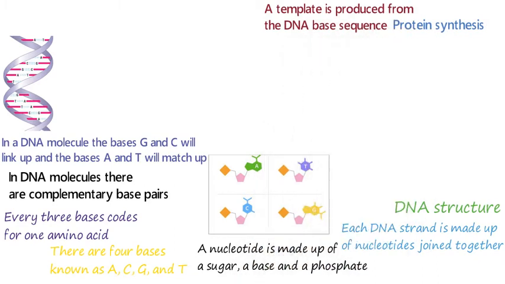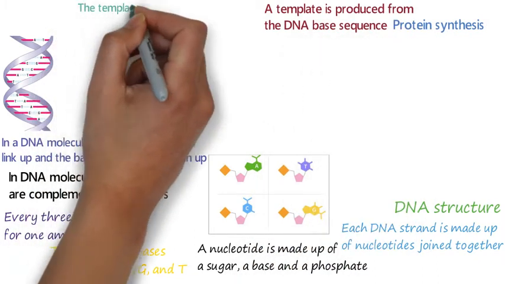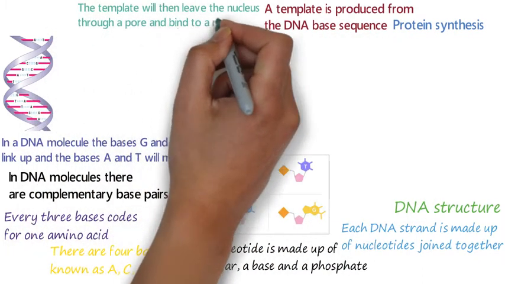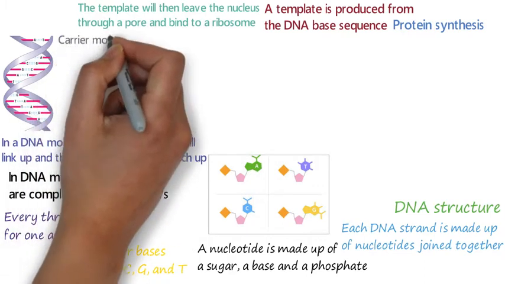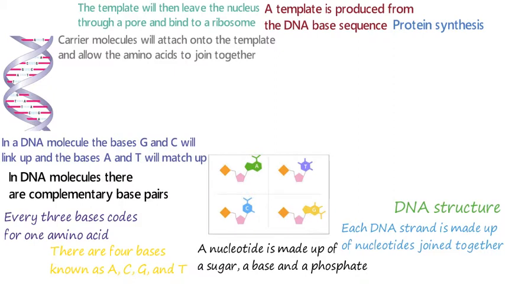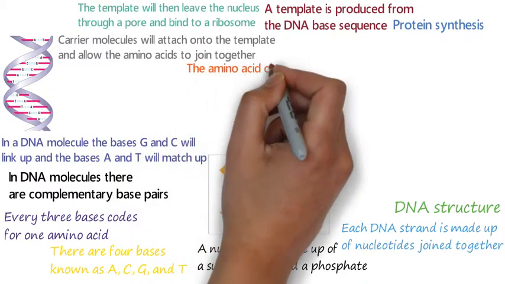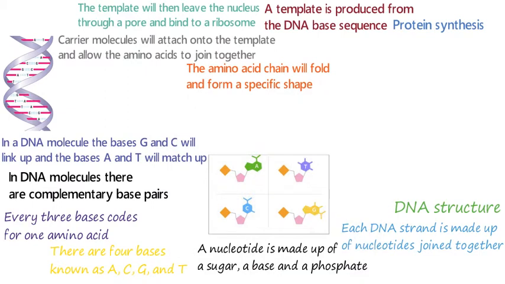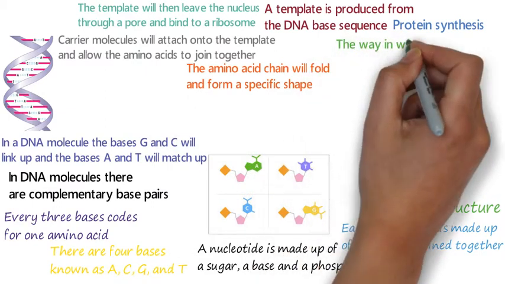Protein synthesis is not a simple process. The first step is to produce a template for the protein of the DNA base sequence. The template will then leave the nucleus through a pore and bind to a ribosome. Carrier molecules are attached to specific amino acids. These carrier molecules will attach onto the template and allow the amino acids to come together. This process continues until a chain of amino acids is formed.